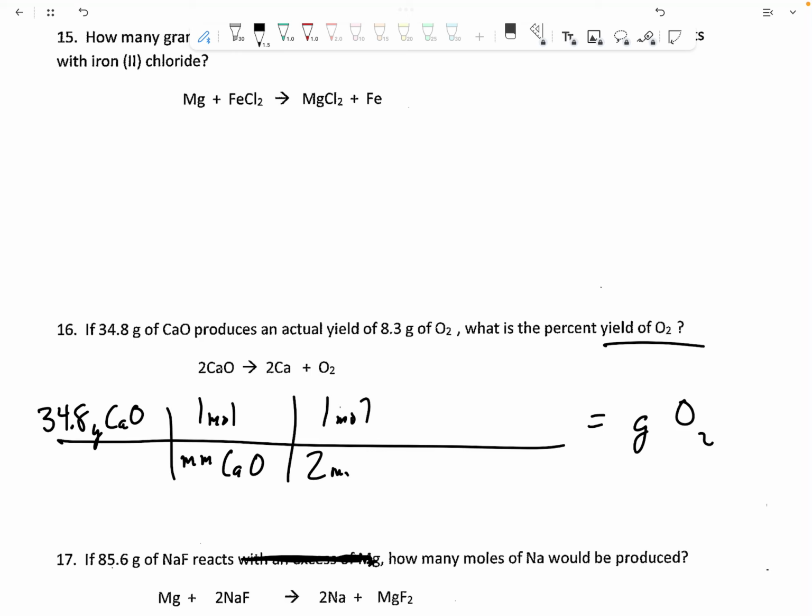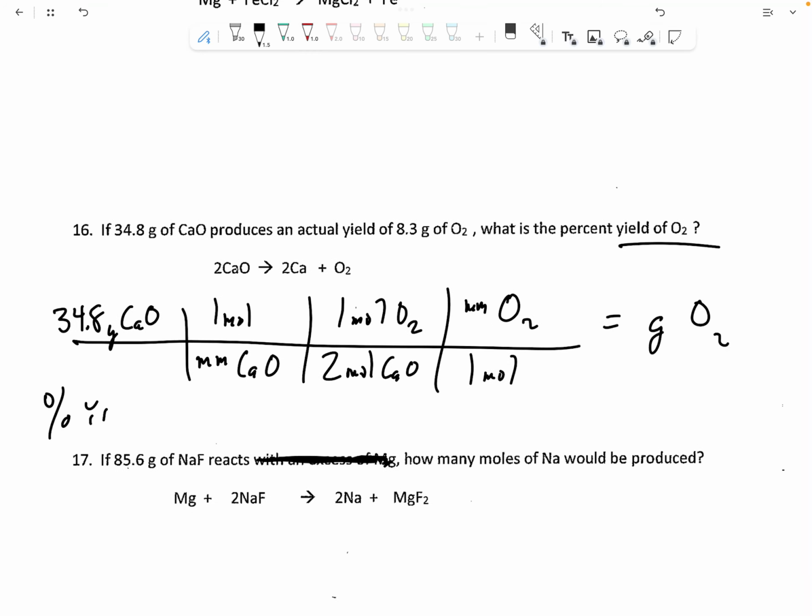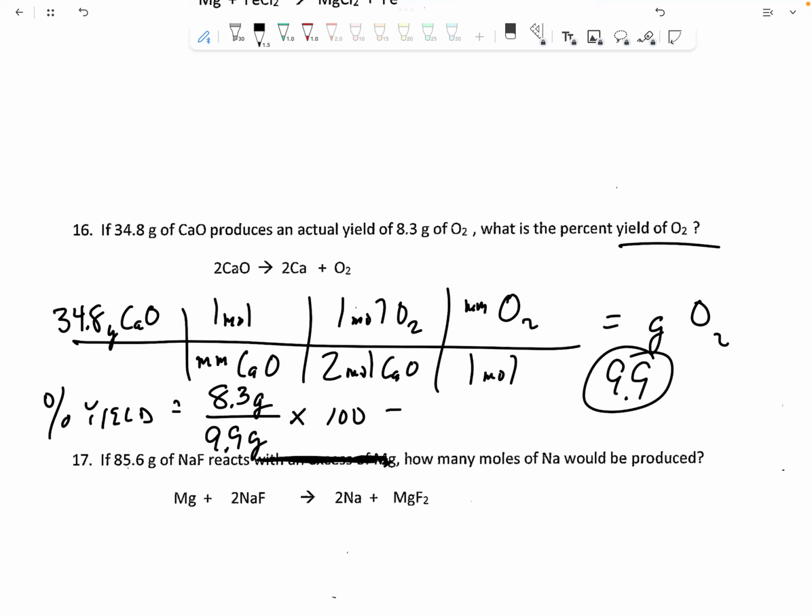Okay, so 2 moles of the CaO on the bottom, and the 1 mole of the O2 on top, and the molar mass of the O2 on top over 1 mole on the bottom. Okay, your percent yield is going to be your actual, which is your 8.3 grams, over your theoretical, which you just calculated. I think the number comes out to be 9.9 grams. When we do that, I'm going to multiply that by 100. I think it comes around to be 83.8% yield.